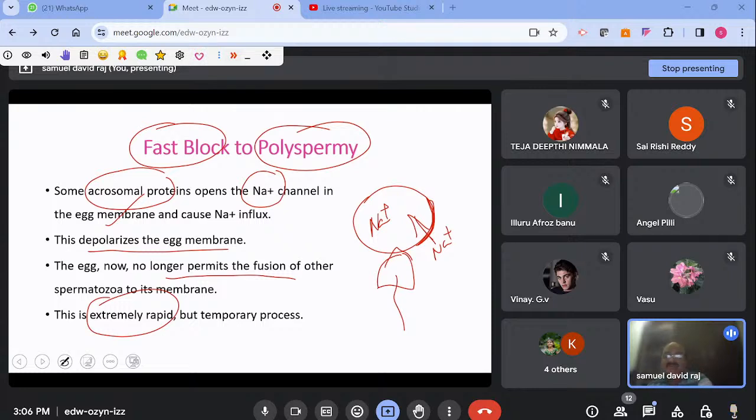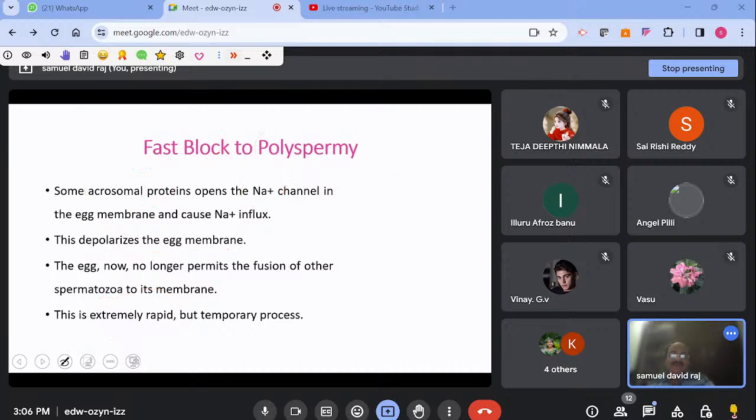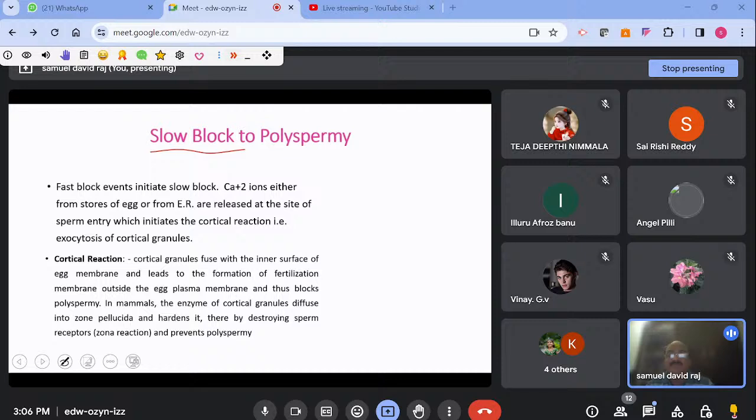But though it is very fast and rapid, it is a temporary process only. Depolarization may be followed again by repolarization and it may come back to its normal state. Then polyspermy may occur. Then comes the process that is the slow block to polyspermy. The slow block is initiated by the fast block.